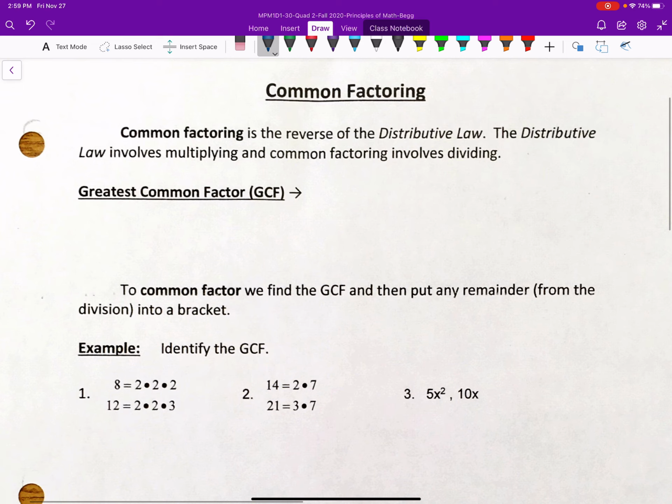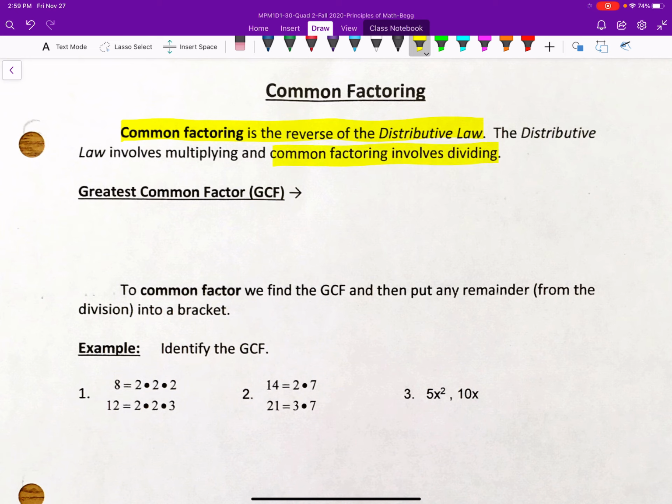At its heart, common factoring is the reverse of the distributive law. We've seen before that the distributive law is when we have some number and we multiply it times everything inside the brackets to expand it out. The distributive law involves multiplying, common factoring involves dividing.